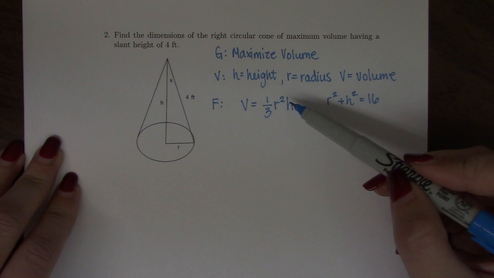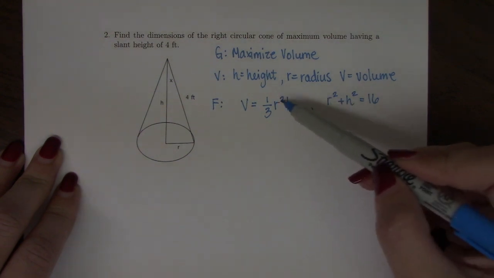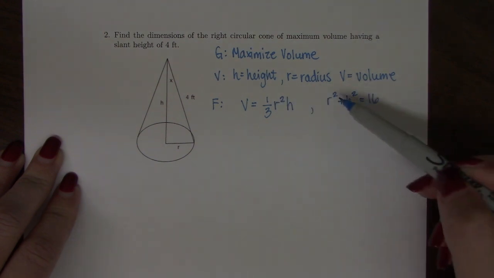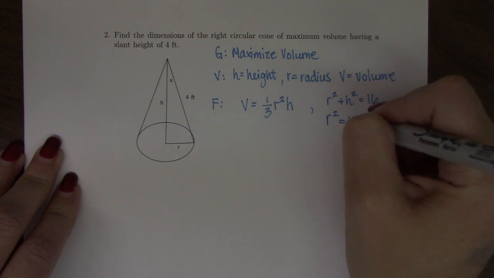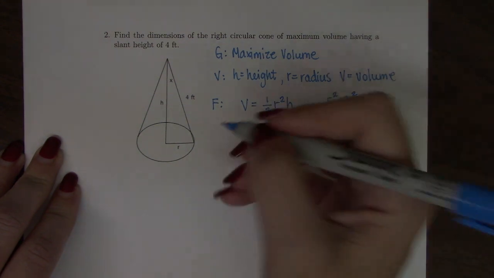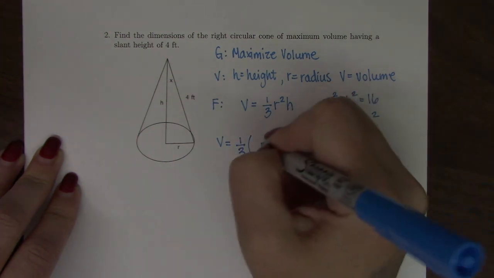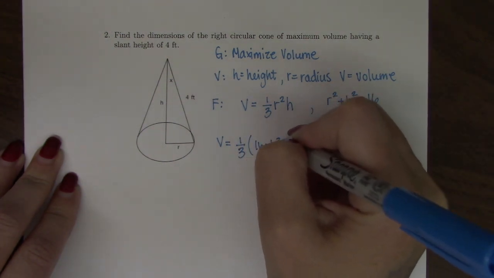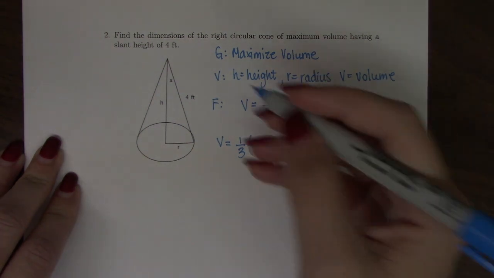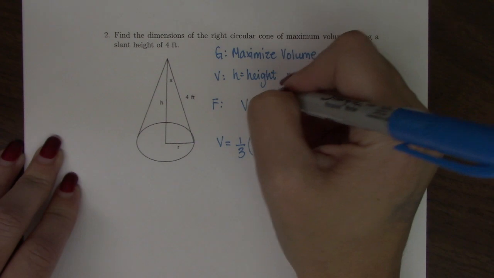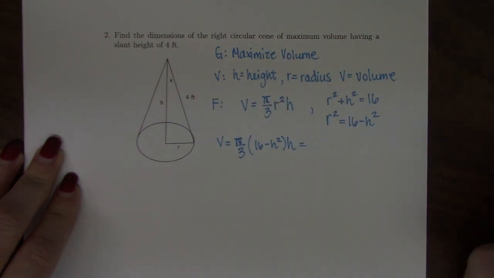So I can either replace radius and solve for height, or vice versa. But since I have an r squared here and there's an r squared here, I can solve this for r squared and come back to my volume equation and replace r squared with 16 minus h squared. Before I take the derivative, oh, sorry, I forgot a pi. Some of you are probably screaming at me. It's 1/3 pi r squared h.